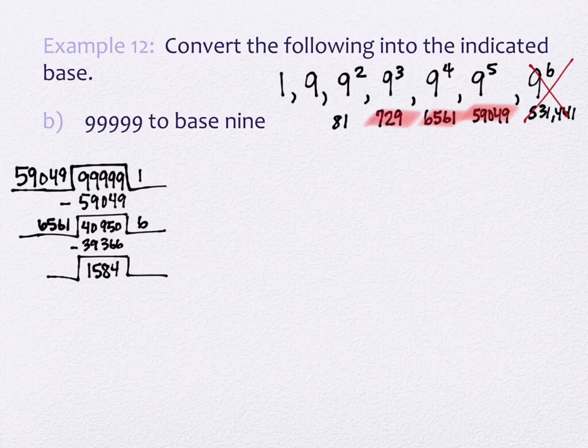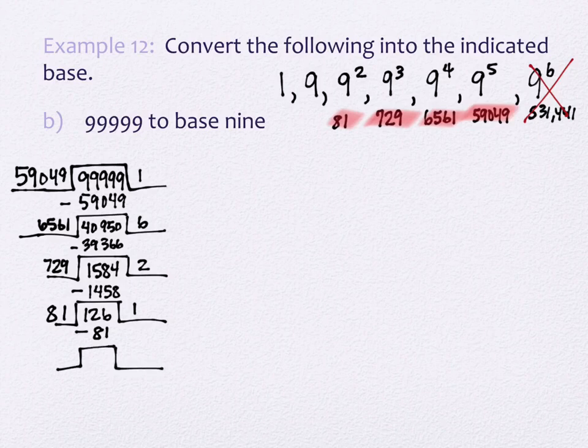729. How many 729s are there in 1,584? 2. And 729 times 2 is 1,458. So let's subtract: 1,584 minus 1,458 is 126. What will I divide by next? 81. How many 81s are there in 126? Just 1. And if I subtract, I get 45. Now what will I divide by?